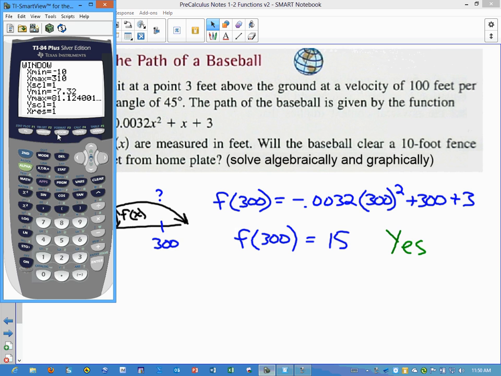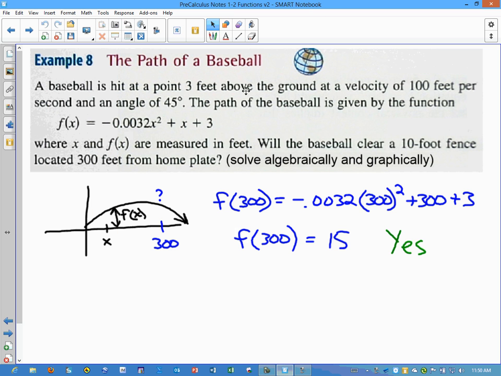And let's first start us out with the standard window. So ignore that part for just a second. Now this would be your standard window, negative 10 to 10 and negative 10 to 10 on both the x and the y. For our x values, we want to think about what values make sense here. So home plate would be 0 feet from home plate, and 300, what we care about, would be at 300. So 0 to 300 is what we care about for the x.